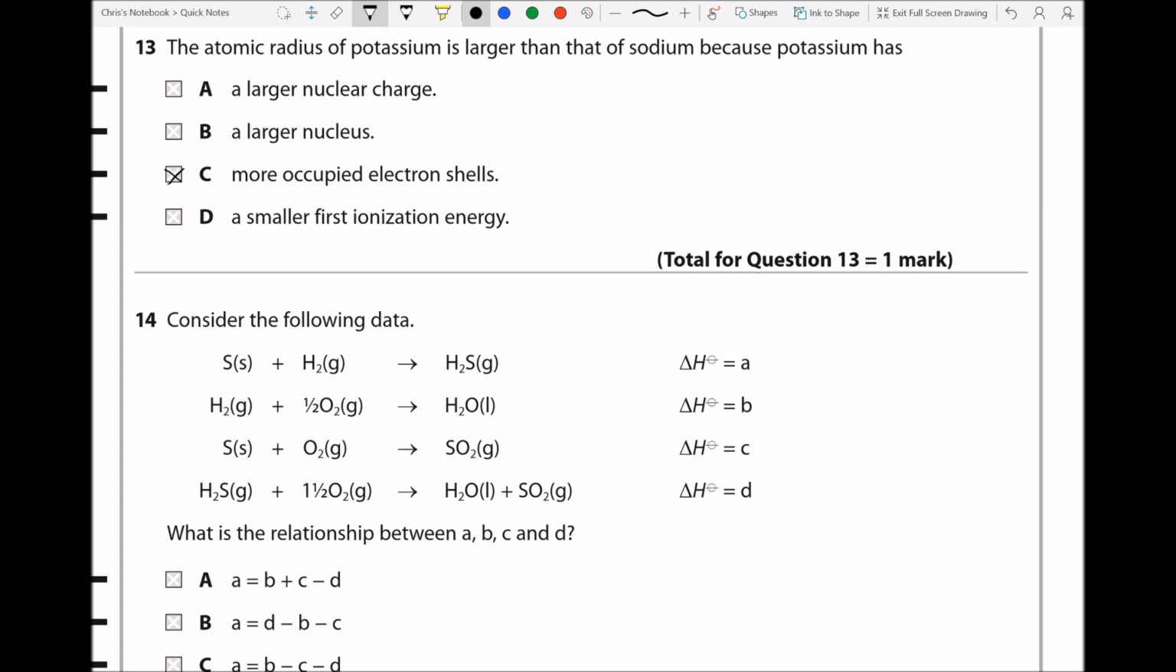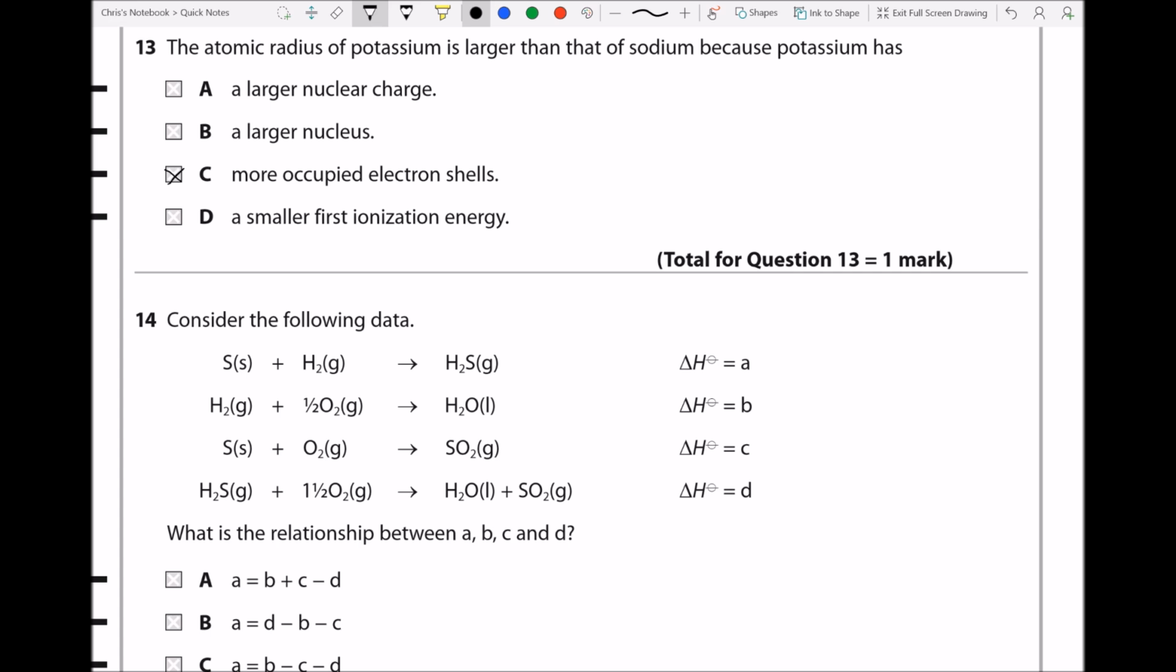Yes, it does have a larger nucleus, that's true, but it's not having an effect on the overall size of the atom. Larger nuclear charge, that has nothing to do with it, although it does to an extent if you're going across a period, because a larger nuclear charge would actually pull the overall radius slightly further in as we go across the period, but it's got nothing to do with this because we're going down a group. And D, a smaller first ionization energy, has got absolutely nothing to do with this, so we don't need to worry about that.